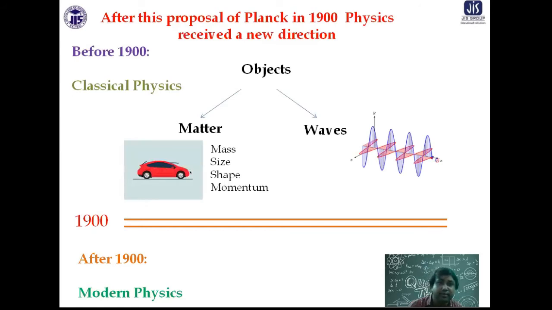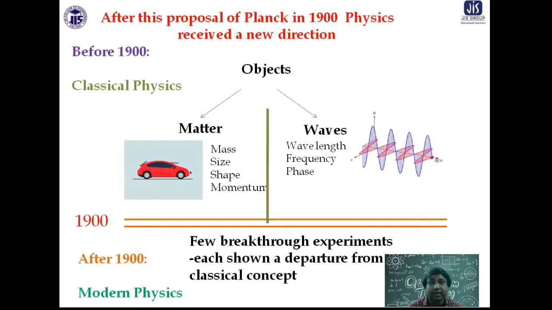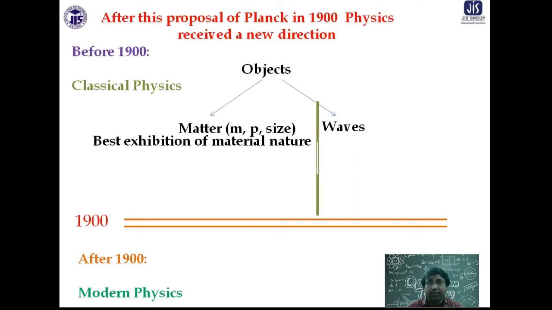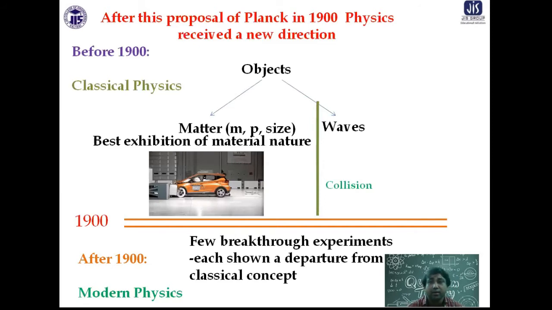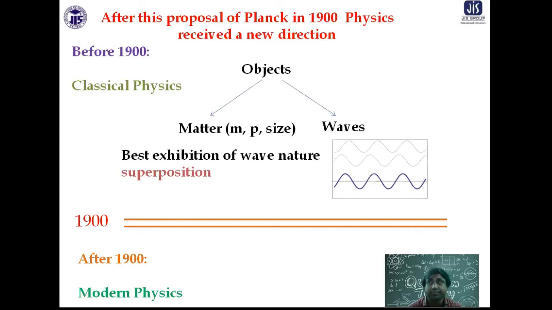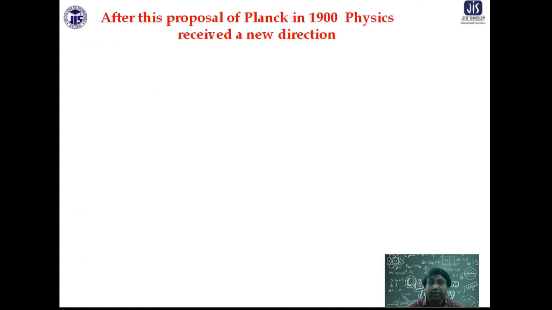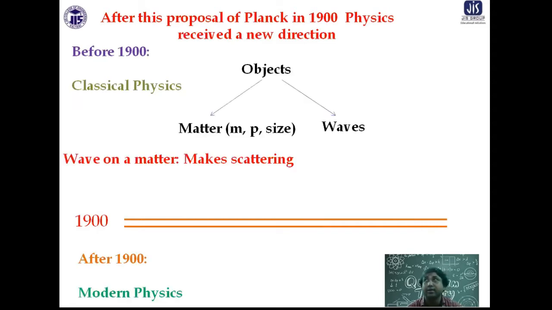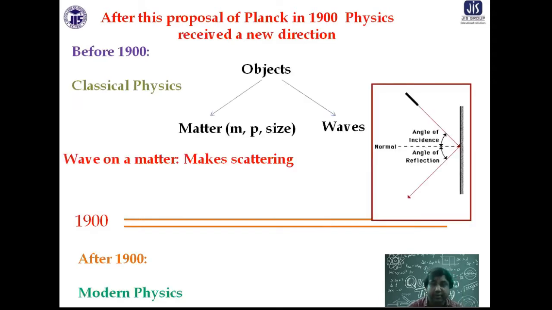We have been describing matter with mechanics concepts, and waves with Maxwellian theory, which we will be learning again, and for acoustic waves some other theory. Now these ideas tell you the best exhibition of the material property is collision, and the best exhibition of the wave property is obviously superposition. And if a wave is incident on matter, we get a phenomenon called scattering. Reflection is an example of scattering.